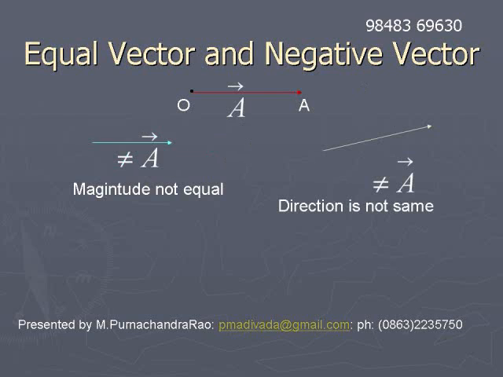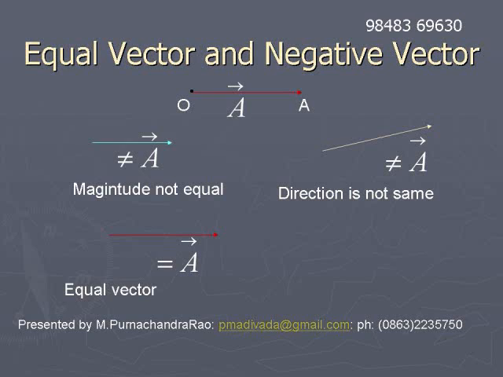Take the right one, the violet one. Its magnitude is equal to the vector A bar, but its direction is not the same. Hence, this is also not equal to the vector A bar. Consider the red one at the bottom left. This has the same magnitude and same direction. Hence, this is equal to the vector A bar.